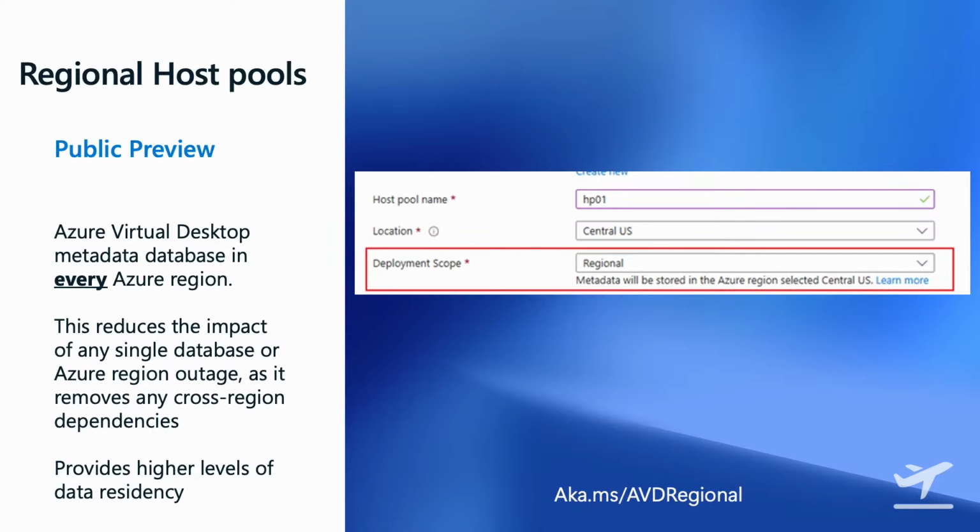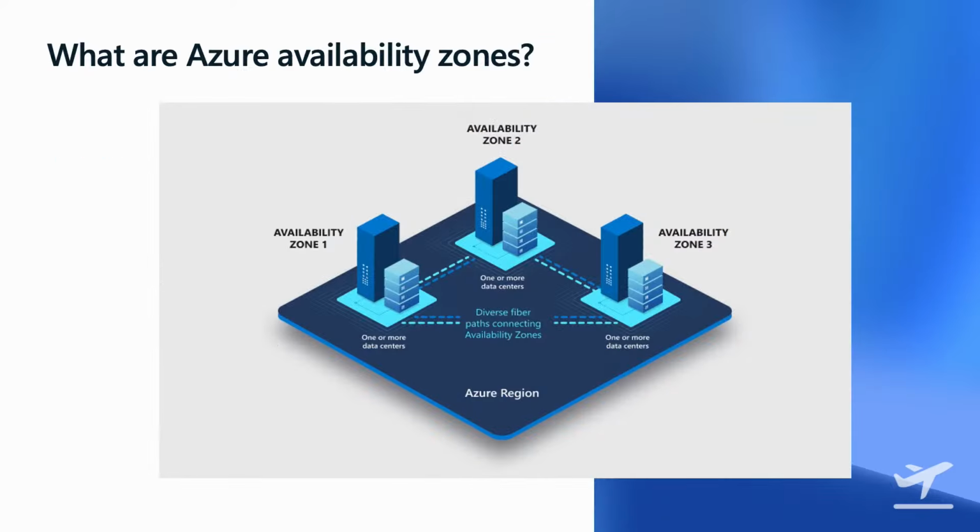geographical. The second area is availability zones, and we always recommend customers use availability zones when deploying their session hosts. So what are availability zones? Well, each Azure availability zone is just a collection of data centers. In those regions that support availability zones, there is always a minimum of 3 of these availability zones.